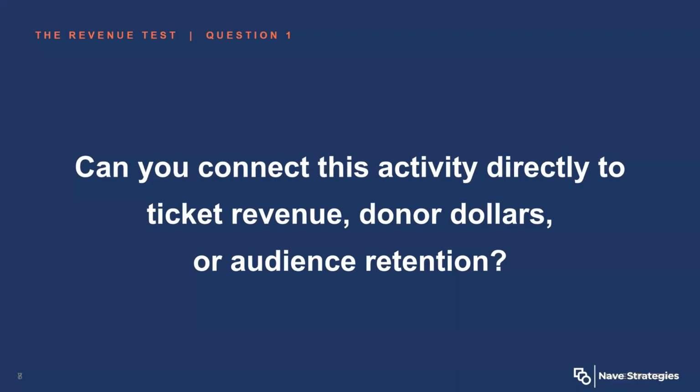Question 1 is, can you connect this activity directly to ticket revenue, donor dollars, or audience retention? Question 1 is the revenue test, and it's the simplest question of the 4, which is exactly why it's the most dangerous one to skip.